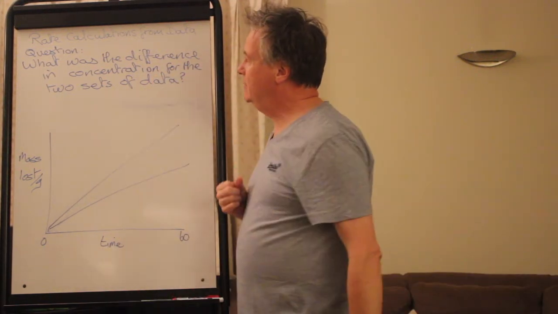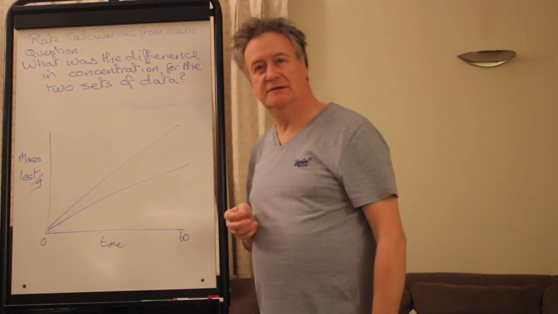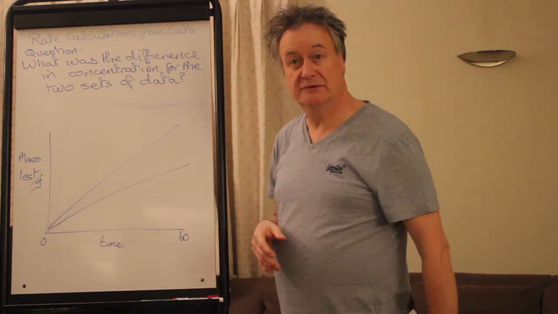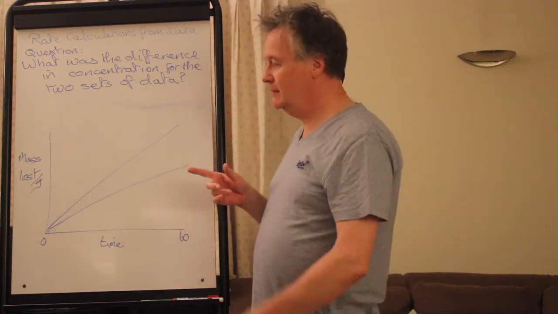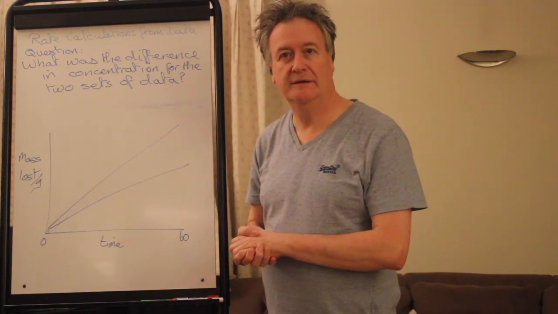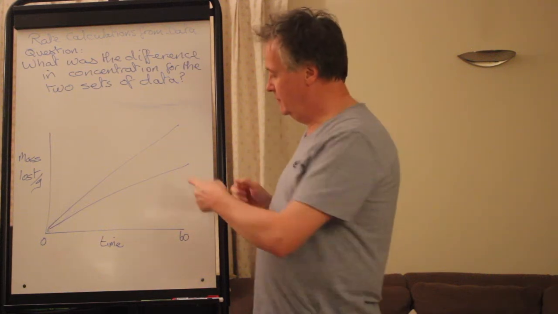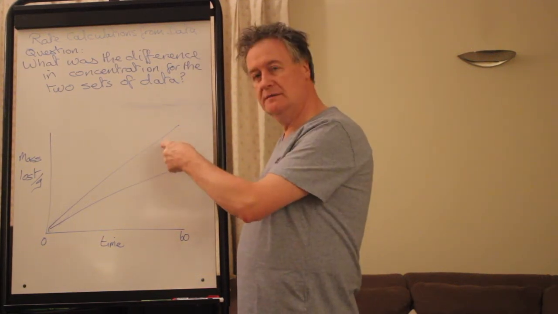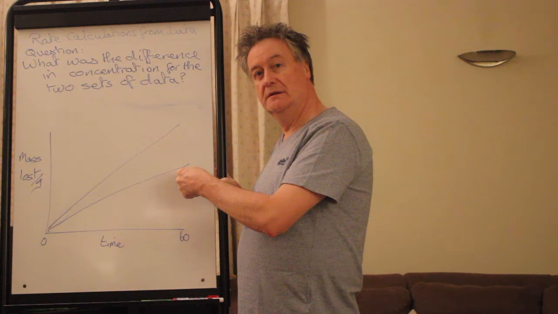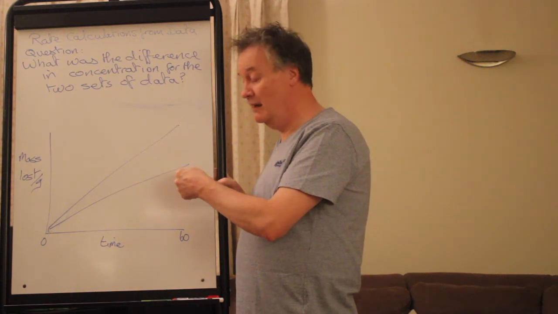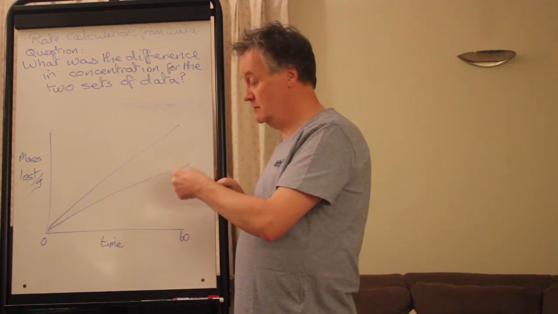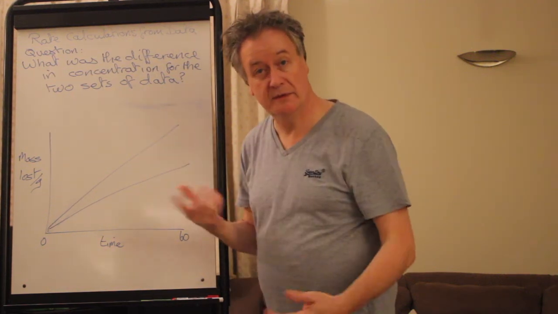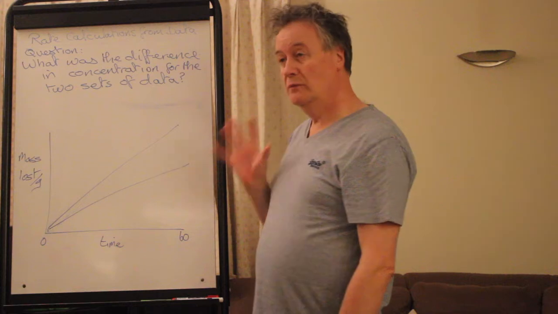So my question is, what was the difference in concentration for the 2 sets of data? And if you look at the gradient, one is half the other. So this one has half the gradient of this one. So this one, you began the experiment with half the concentration than you did this one. This one was twice the concentration of this one, but both the same statement, but which way around you want to word it. Why is this important?